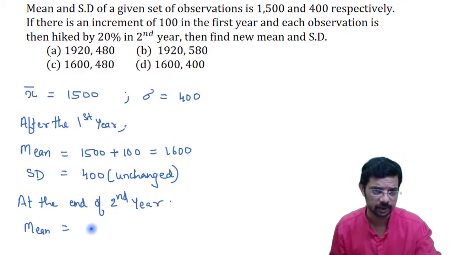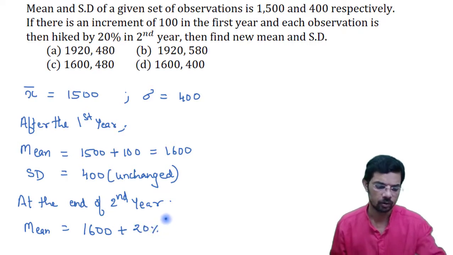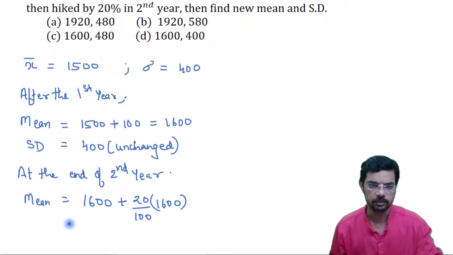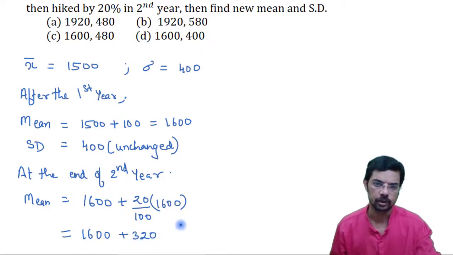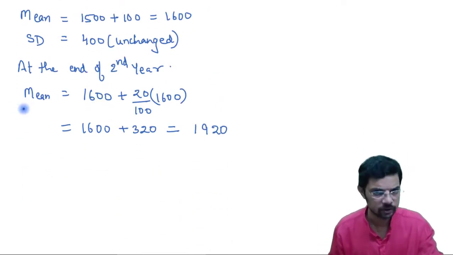The mean also gets hiked by the same effect, that is 1600 plus 20 percentage of, or we can take it as 20 by 100 of 1600. So this becomes 1600 plus, these two zeros will go, 16 twos are 32, 0. So therefore the new mean becomes 1920.